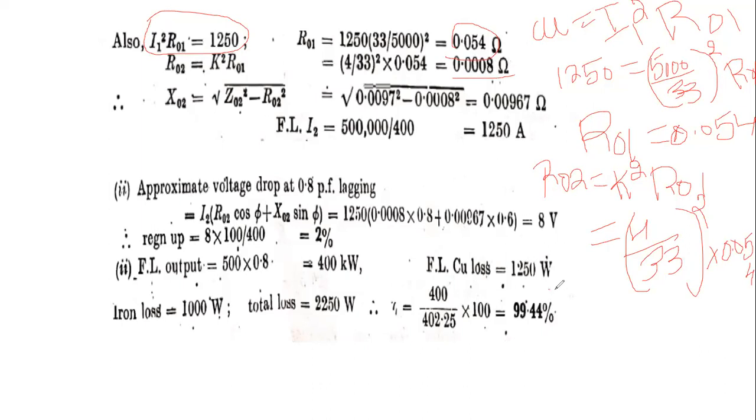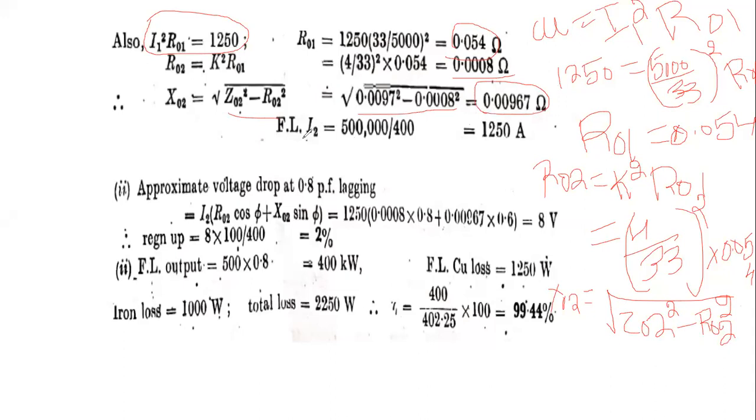Next we calculate the X02. What is the X02? That is the equivalent reactance referred to the secondary. What is that formula? That is the square root of Z02 square minus R02 square. We already determined the Z02 value and R02 value. Then substitute each and every value and we obtain the X02.